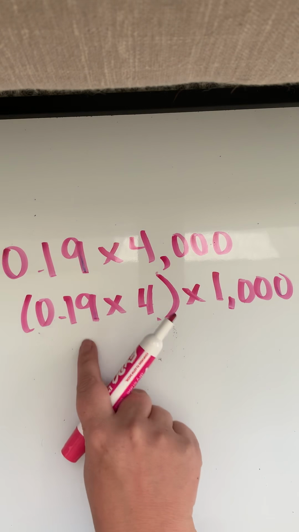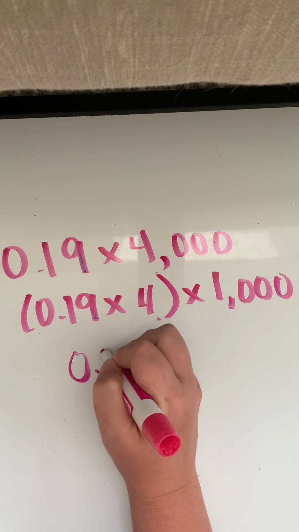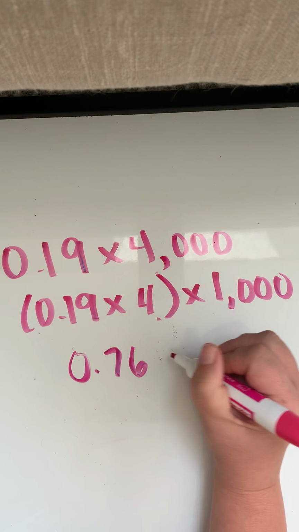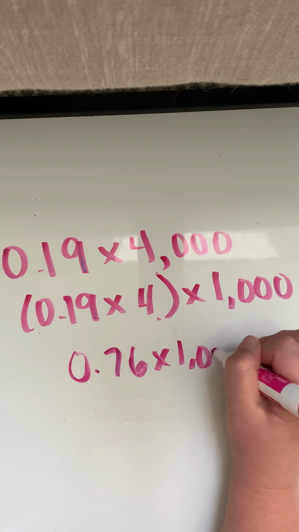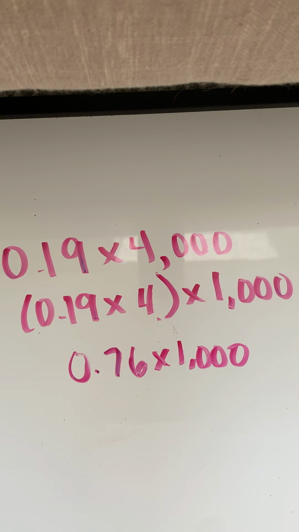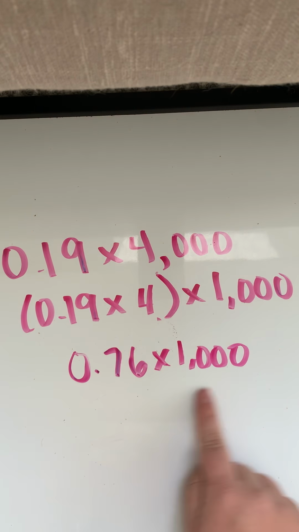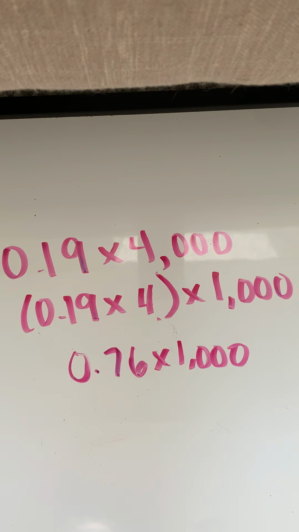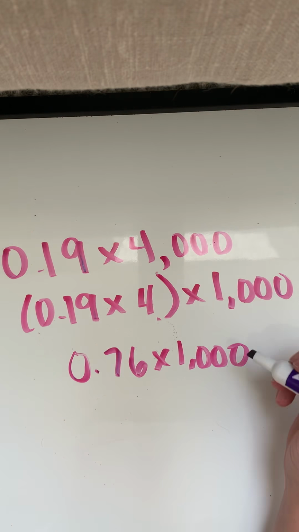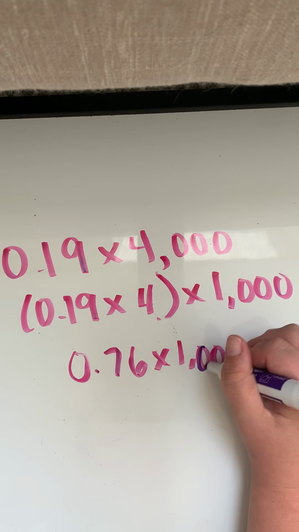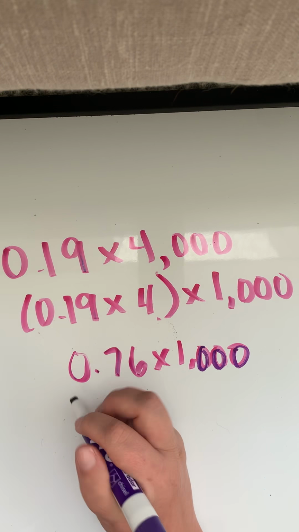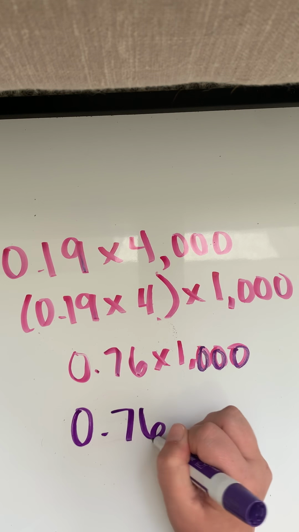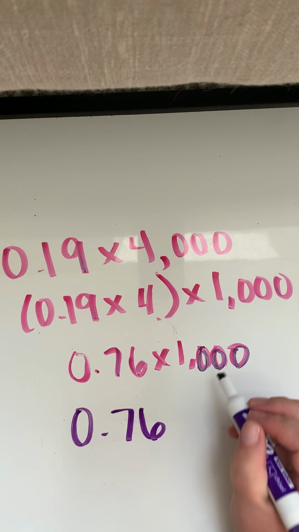All right, so this became 0.76 times my 1,000. I can't forget to do that. All right, now I've brought it down to 1,000. So now I can do my trick, because remember, I couldn't if it was 4,000. How many zeros do I have in this number? 3. Excellent. So I'm going to rewrite this, and I'm going to move my decimal to the right 3 times.